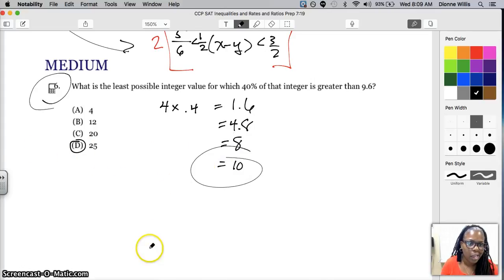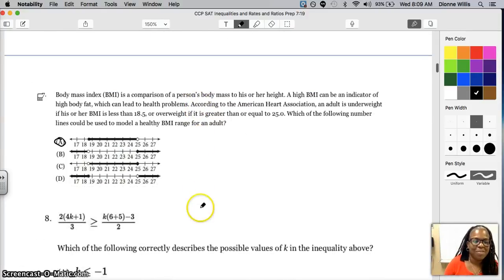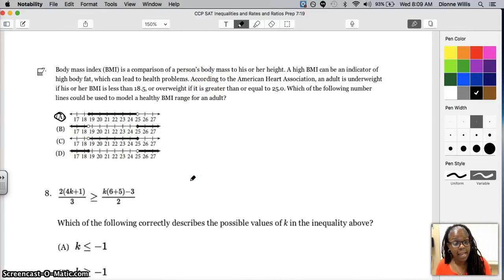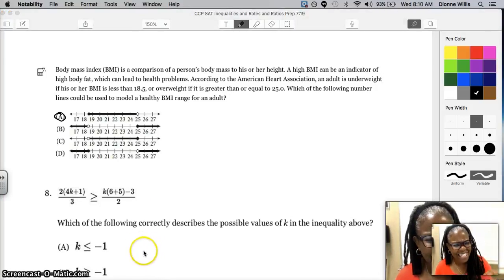So really it was just like, hey, can you use a calculator? Can you figure out percents? Can you understand this problem? Number 7, the answer is A. And so we're going to talk about the body mass index.